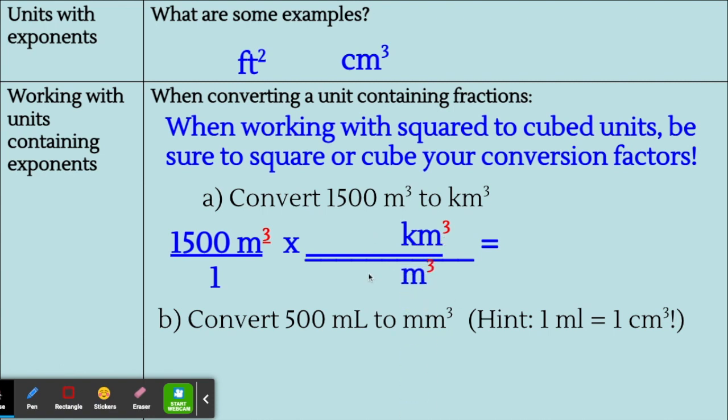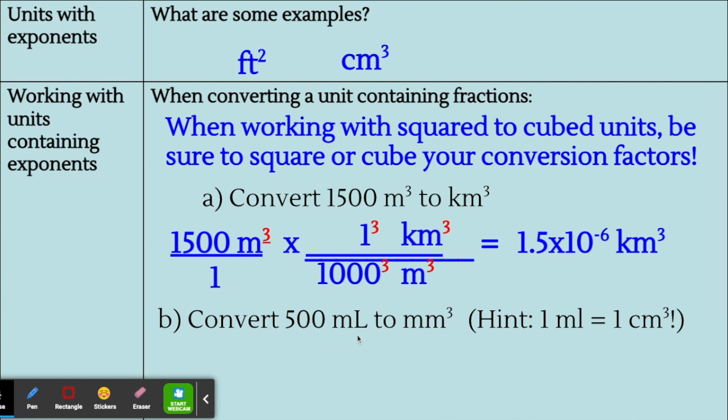Next, I need my numbers, and I know that 1 kilometer is equivalent to 1,000 meters. But since this problem's cubed, it's not just 1 kilometer anymore, it's 1 cubed kilometer and 1,000 cubed meters. Go ahead and multiply my way through. I end up with 1.5 times 10 to the negative 6 kilometers cubed.